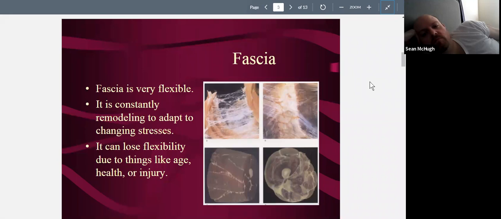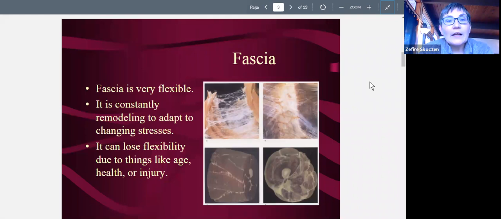All right. So fascia is flexible and it's constantly remodeling and adapting to changing stresses. And it can lose flexibility to injury, overuse, underuse, poor posture. And these are some great pictures of, if you're separating muscles, this great fascia between them. This picture on the upper right is actually a picture of the sternum. This right here would be the sternum.